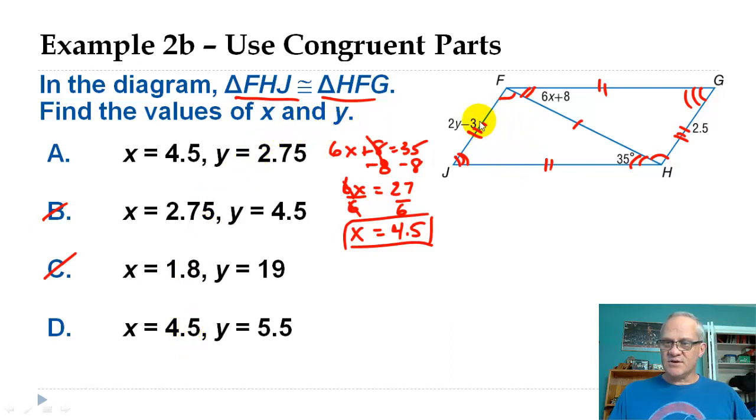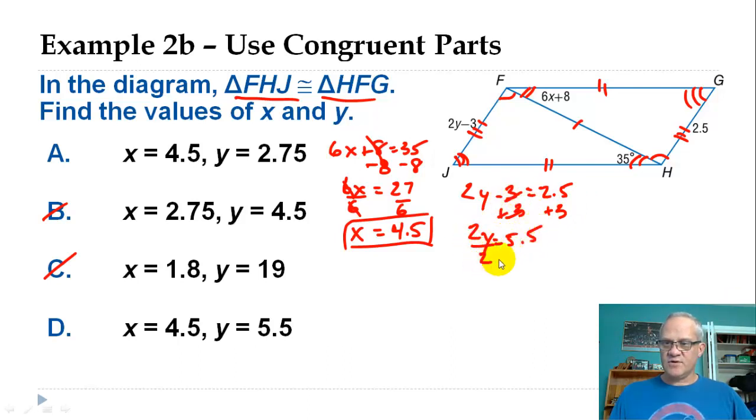And so in this case, here's 2y minus 3. And that side has 3 marks on it, which matches up with what? 3 marks in this one, so that equals 2.5. So plus 3. So 2y equals 5.5. Divide by 2. 5.5 divided by 2 is 2.75. So y is going to equal 2.75.